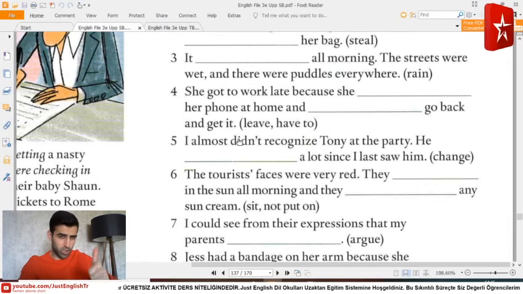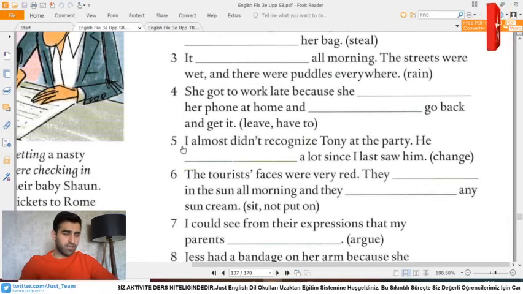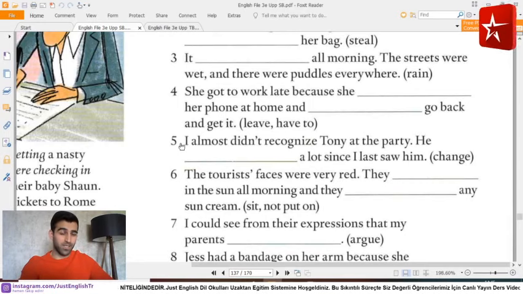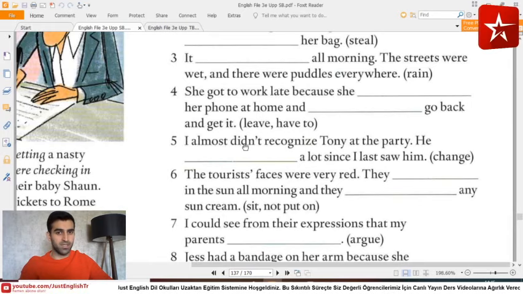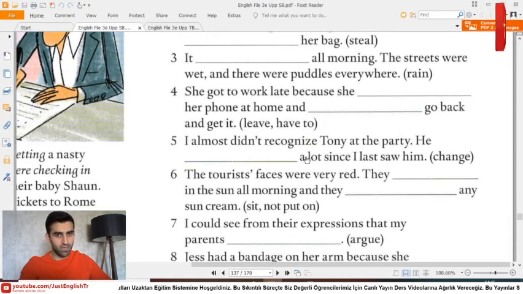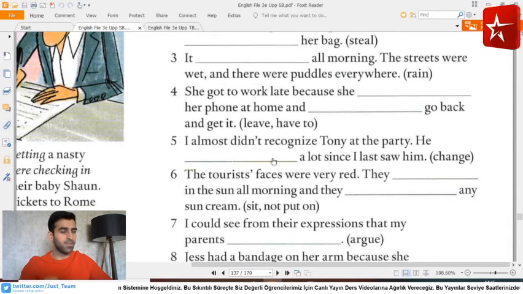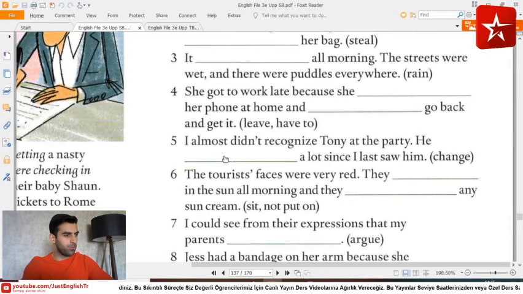Great. Congratulations. Super. And the last one for the first part of the lesson, and then we will continue. Number five, I almost didn't recognize Tony at the party. Okay, last sentence for the first part of the lesson, and then we will have a short break. Let me wait for your answers for number five.